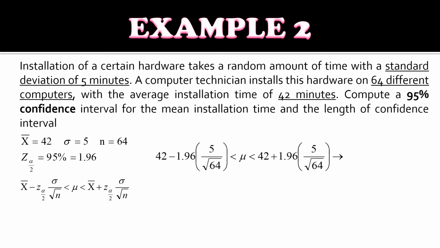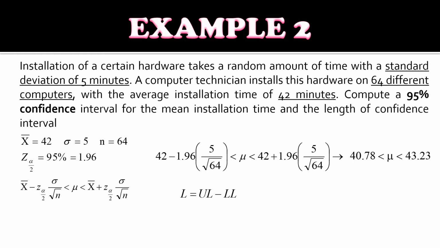So we have 42 minus 1.96 times 5 divided by the square root of 64. That will give us the lower limit. And then 42 plus 1.96 times 5 over the square root of 64. So that is for the upper limit. So we would have the mean is between 40.78 and 43.23.